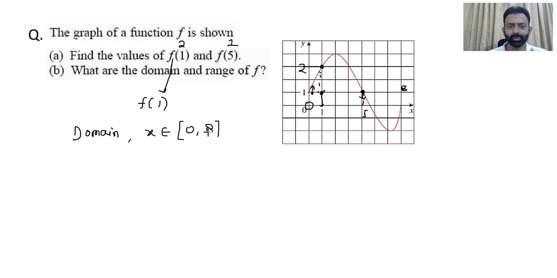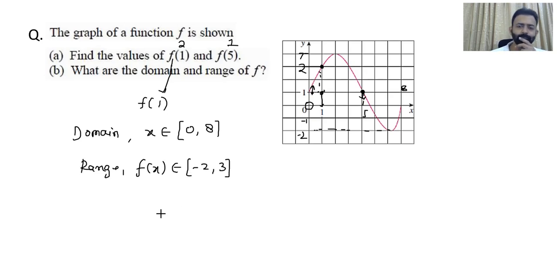Horizontally the curve is lying between this. And for range, you can write either y or just f(x), belongs to, vertically it is lying between these points. So this is 0, -1, -2, and this is 2, and this is 3. So between -2 and 3 the function is lying. So square bracket -2 and +3. Okay.